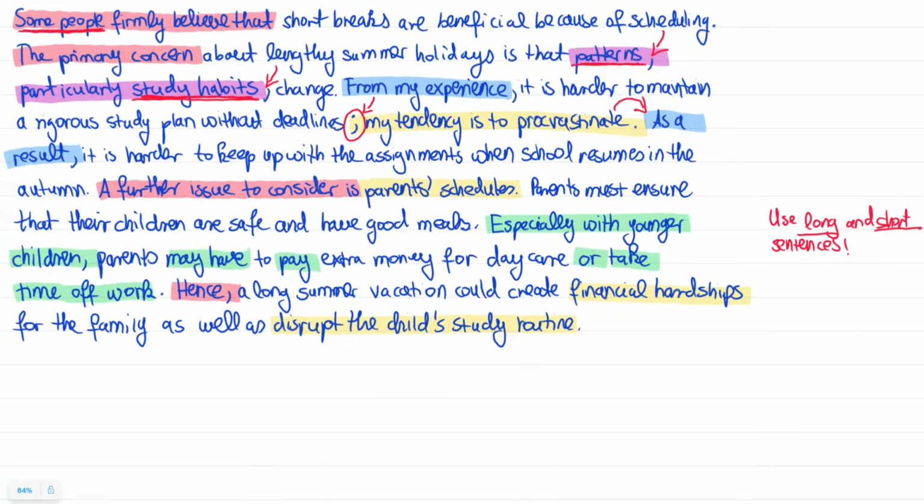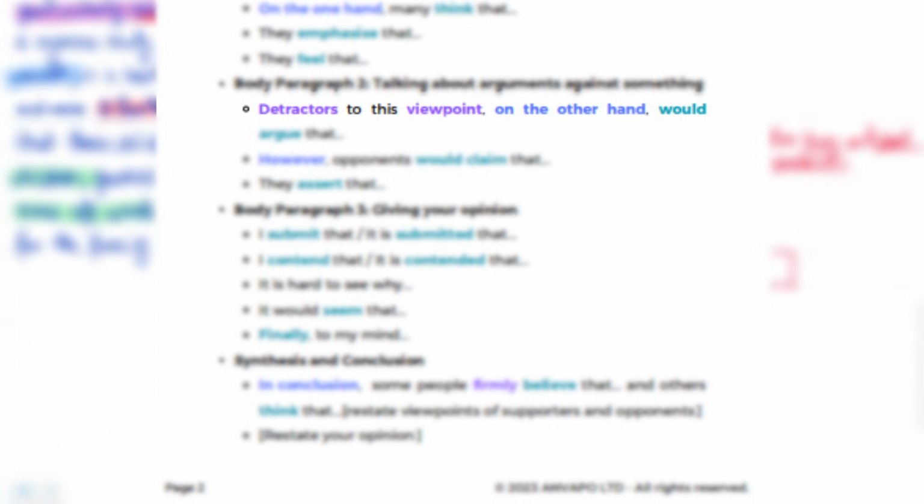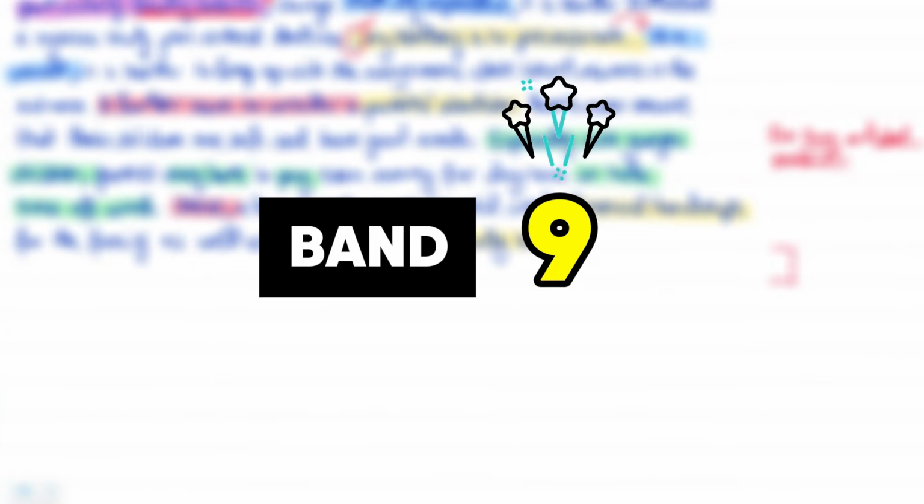Now, let's move on to the next paragraph. Make sure you leave some space between the first and the second body paragraph. We use a high-scoring sentence starter from my template. I love that one because it's extremely advanced English and makes your band score go up like this.